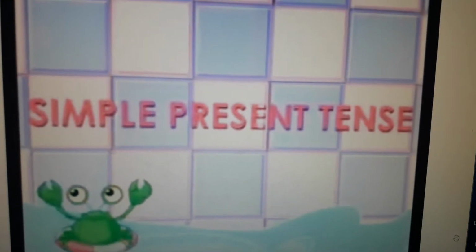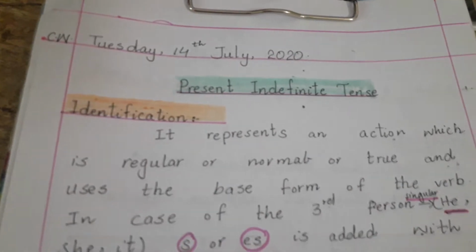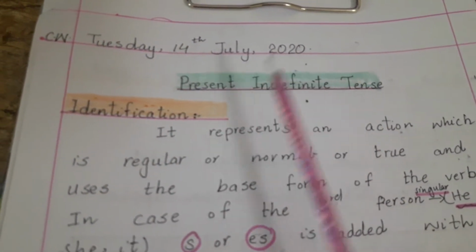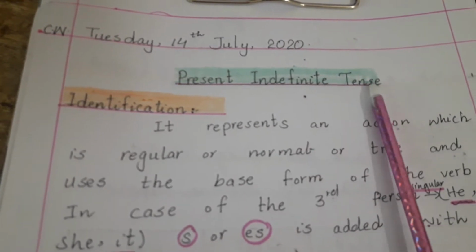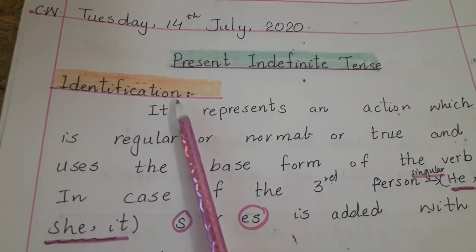Students, today our topic is simple present tense. Okay students, today is Tuesday 14 July 2020. We are doing present indefinite tense. And first, see what is the identification of this tense.